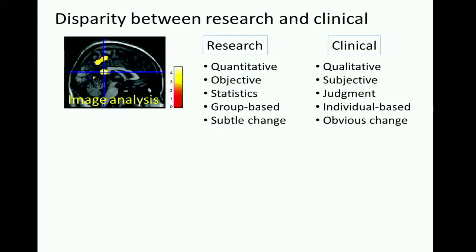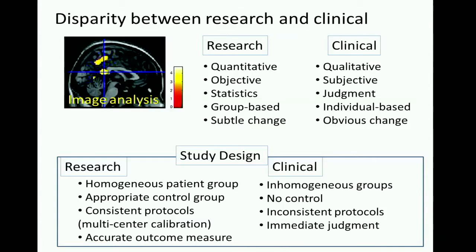How about image analysis? Research has to be, we are taught, quantitative, objective, statistic, group-based, while in clinical, it's completely opposite. It's a qualitative, subjective judgment, and it has to be made for each individual. And if we look at the study design in research, we have to have a homogeneous patient group, otherwise we don't know what we're studying. While in clinical setting, no radiologist can say, I see only a purely homogenized Alzheimer population.